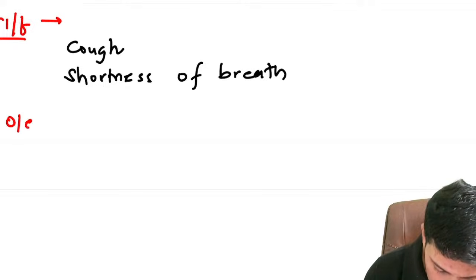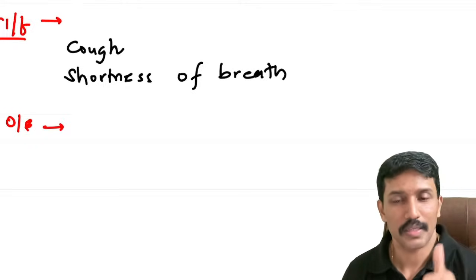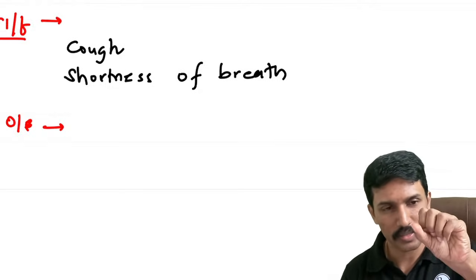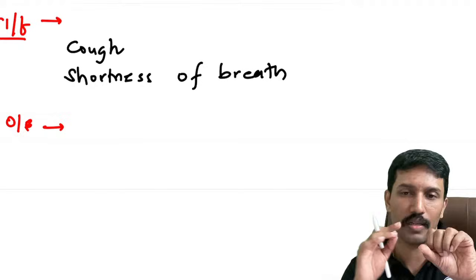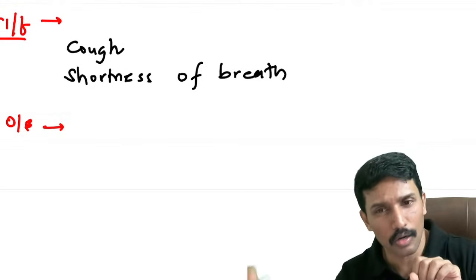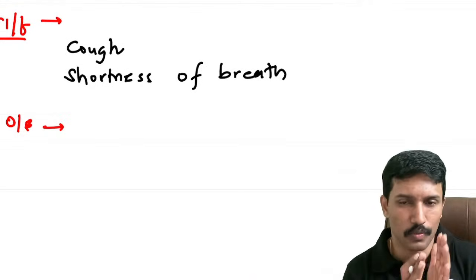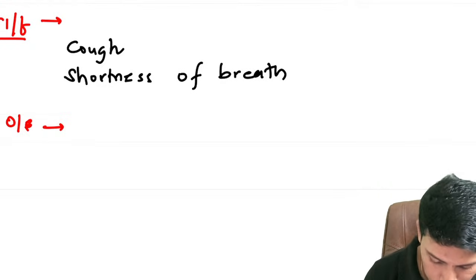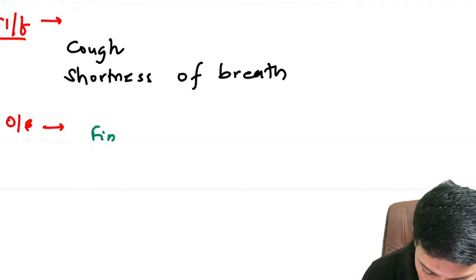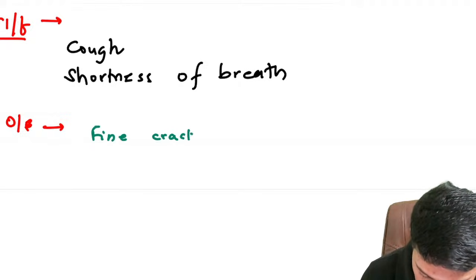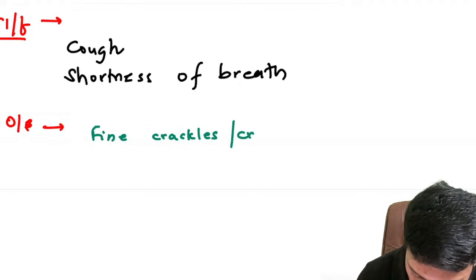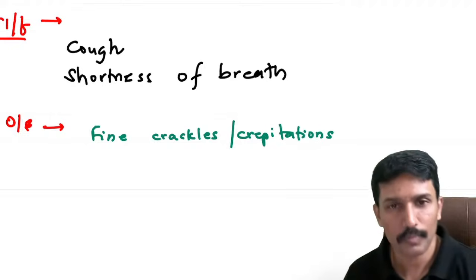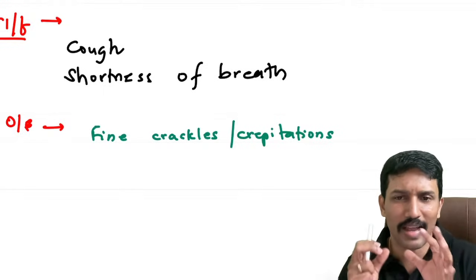So on examination in interstitial lung diseases, say in COPD and asthma, you get wheeze because the airway is narrowed. When air passes through the narrow airway, it makes a whistling, musical noise. That's what we call wheeze. Here we hear crackles. We will get something called fine crackles, or crackles are also called crepitations. Fine crackles or crepitations, a crackling sound.